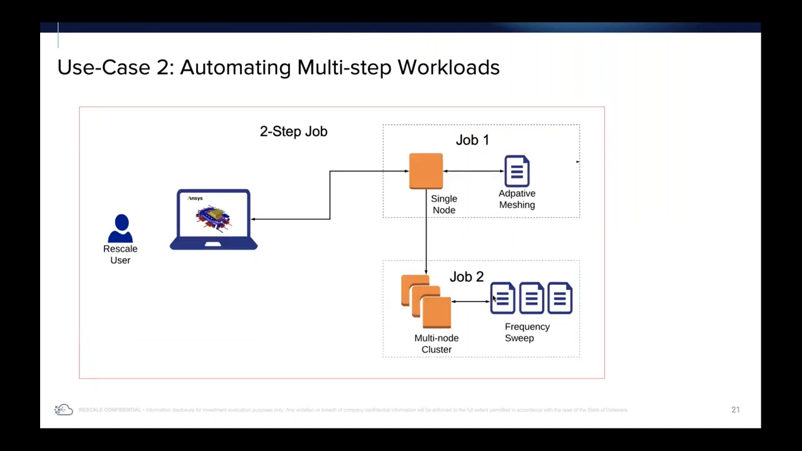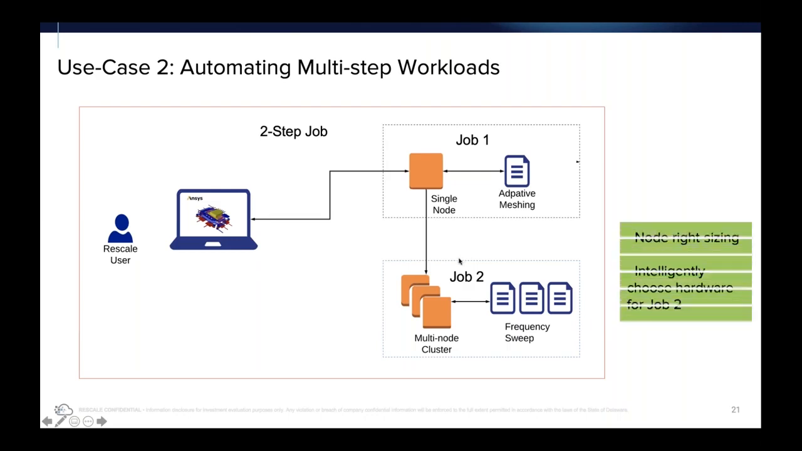Let's take the same workflow again and architect it in a different way. Same type of job, but instead of submitting it as a single job, I'm going to submit it as a 2-step job. The first part is going to be a single-node job where I'll be running adaptive meshing. Once this job is completed, it will automatically launch the second job with a multi-node cluster for the frequency sweep process. This whole workflow is automated through an API script.